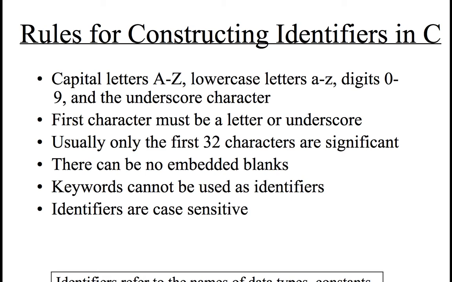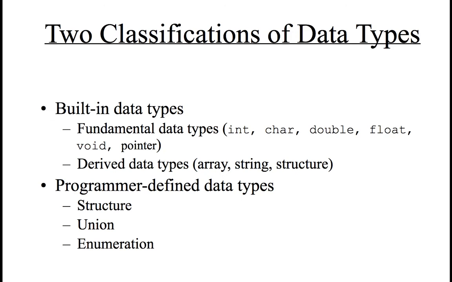When you give a long identifier, if it is greater than 32 characters, then only the first 32 characters are considered. There can be no blank spaces; you cannot keep blank spaces in naming a variable. You also cannot use a keyword such as a data type as an identifier. The names are case sensitive. Now, data types are classified into two types: built-in data types and programmer-defined data types.